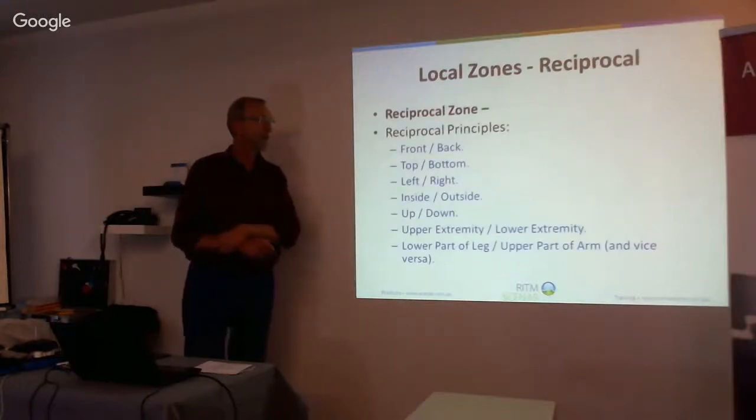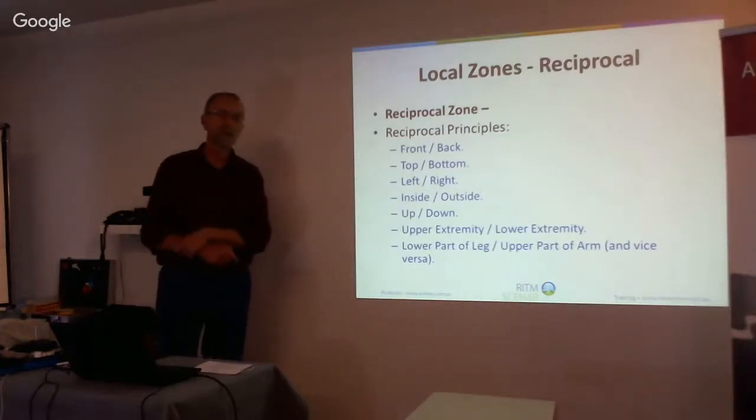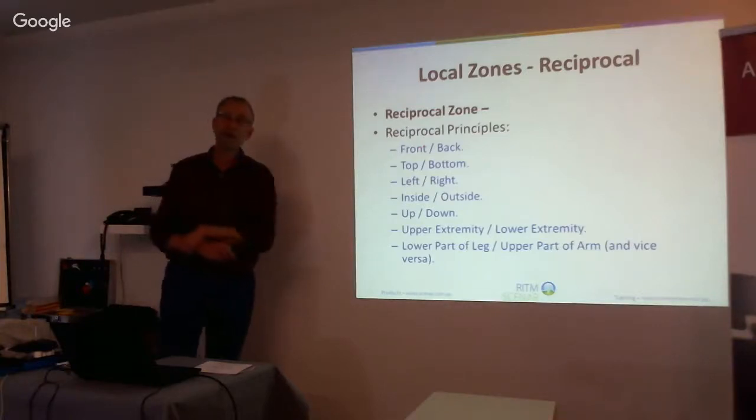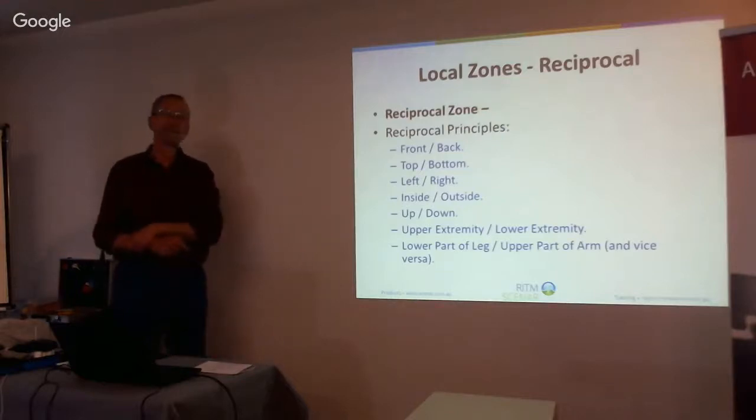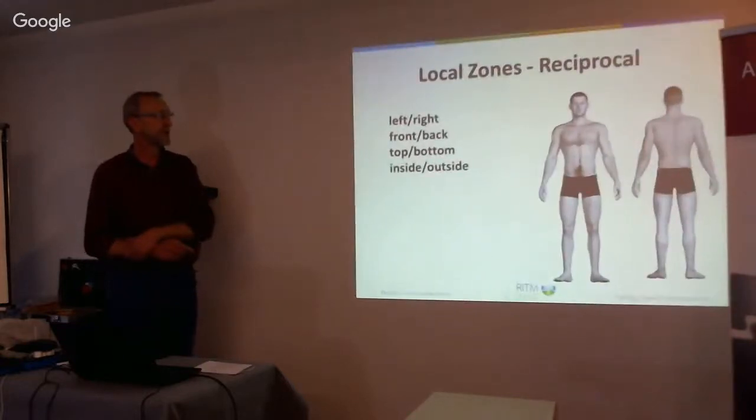And there is another type of zone that we use, called the reciprocal zones. The reciprocal zones follow reciprocal principles, where if you've got a pain in the front, you work on the back. If it is on the top, you work on the bottom. If it's on the left, you work on the right, and so on. And what we use are some imaginary circles on the body, one around the head, one around the chest, and one around the belly.